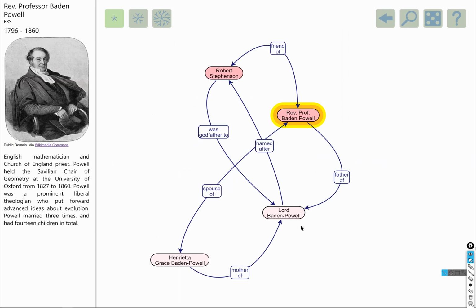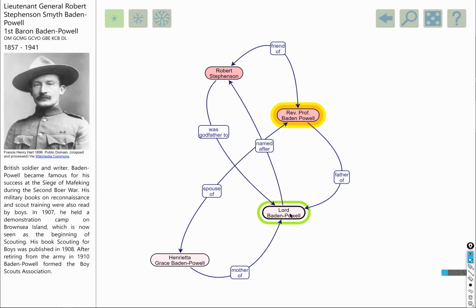Now, just be careful here with their names, because the Reverend Professor's surname is just Powell. Baden is his Christian name, whereas Baden-Powell, the scouting chap, his surname is Baden-Powell. So we've got something funny happening with the names. And if we have a look at the full name of Lord Baden-Powell, we discover it is Lieutenant General Robert Stevenson Smythe Baden-Powell. So Baden-Powell's Christian names, he's named after Robert Stevenson, the engineer.